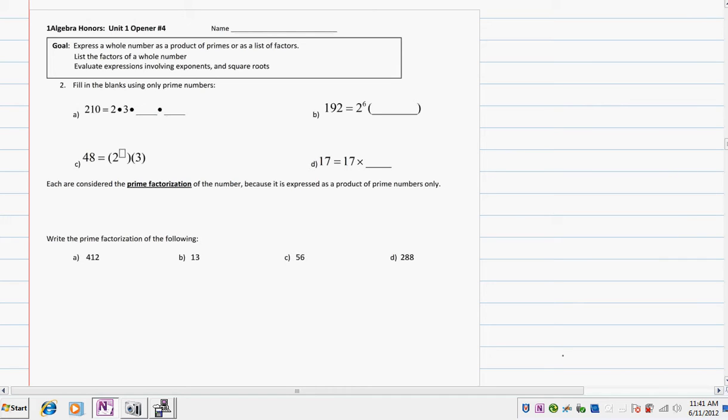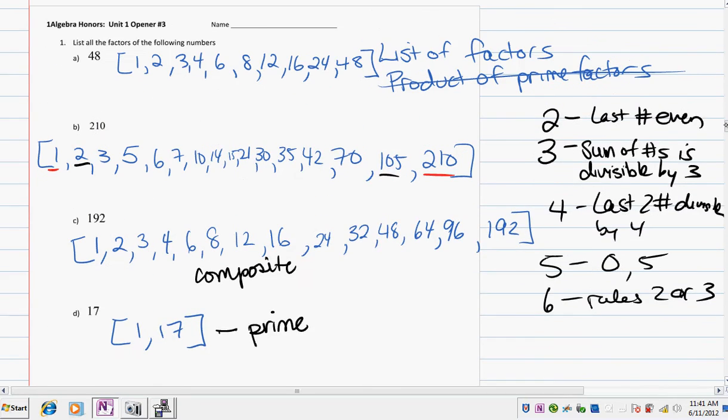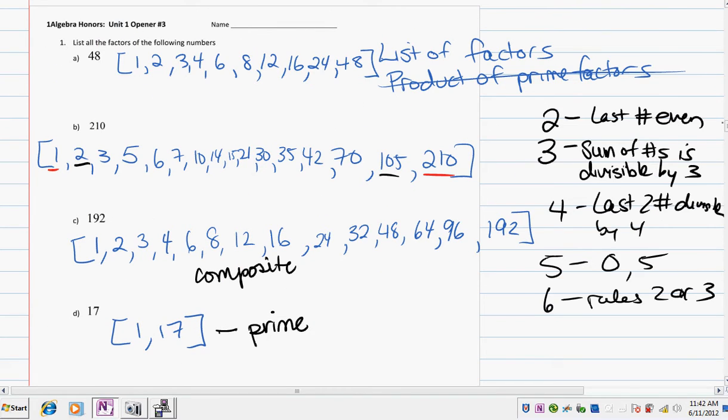Alright, here. So we have a problem here where we're trying to fill in the blanks using only prime numbers. Now the goal here is to start talking about primes, product of primes, and how it relates in terms of factors or factorization. There's a prior problem we did, I just want to allude to it quickly, that we were talking about listing the factors of a number. And that's different than finding the product of primes.